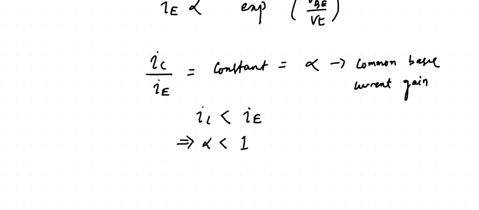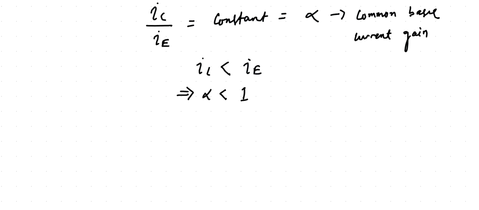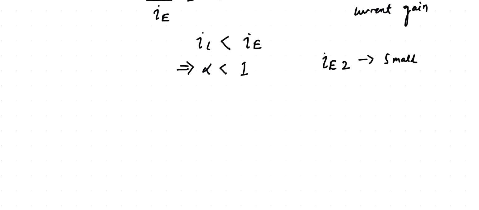But IE2 is not part of the basic transistor action, and is considered very small. This IE2 is the amount of holes getting injected from the base region to the emitter region, and is considered to be very, very small. That depends upon the doping profile as well. So the common base current gain will be close to 1.